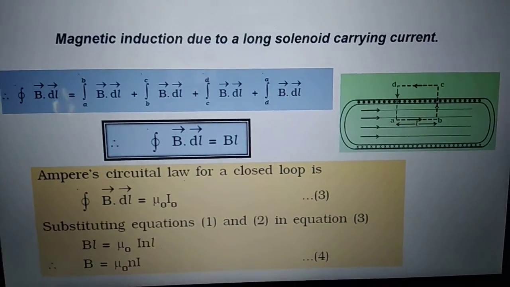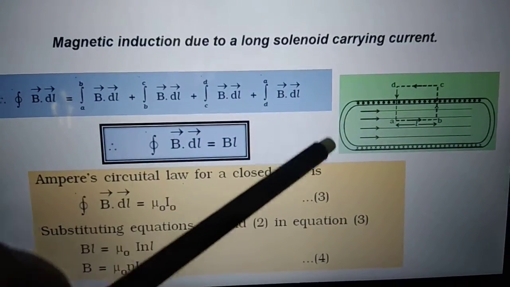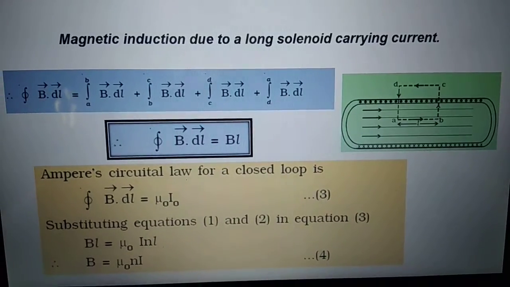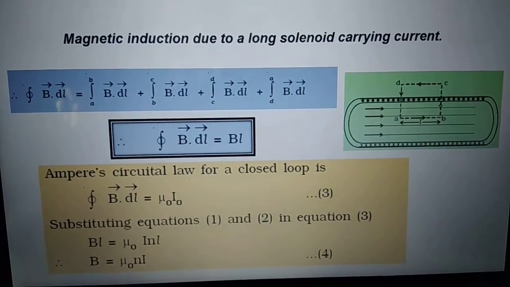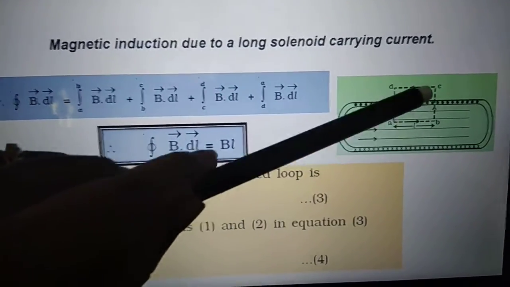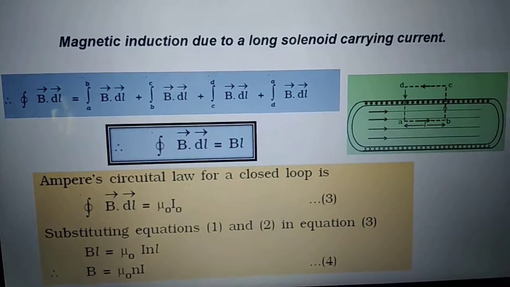Okay. Now I have not drawn the solenoid in the same way as we see it. Instead, we are just seeing the cross section of the solenoid. We want to calculate the value of the magnetic field. So what we will do is assume one closed path so that we can apply Ampere's circuital law to calculate the magnetic field.